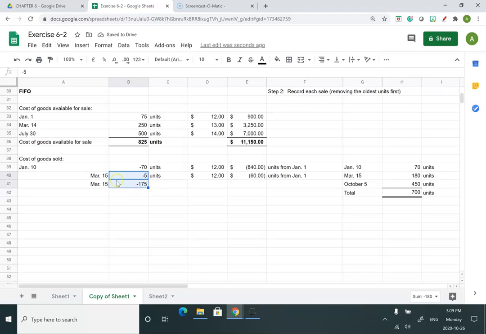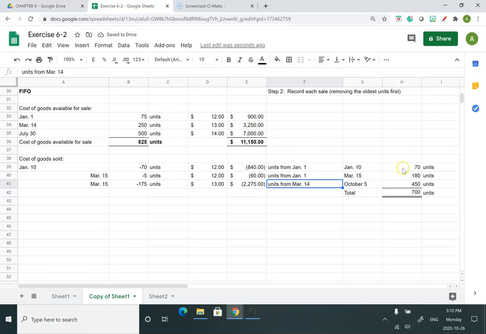So if I add up all of my March 15th, if you just highlight both of them and look at the sum at the bottom, it says 180, which matches up to my sales. That's perfect. So I'm going to do 180 units. And since it's from the March 14th purchase, I'm going to use the 13. So I'm going to take 175 times 13. That's 2,275, and these are units from the March 14th purchase.